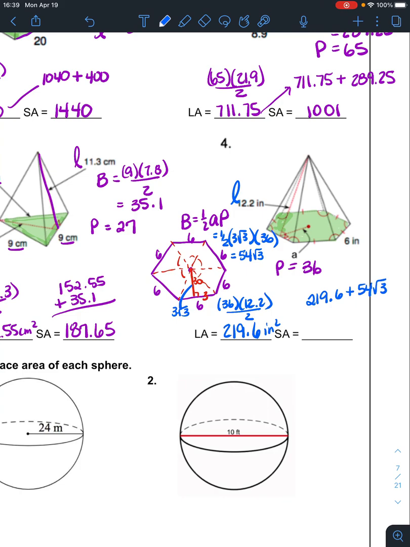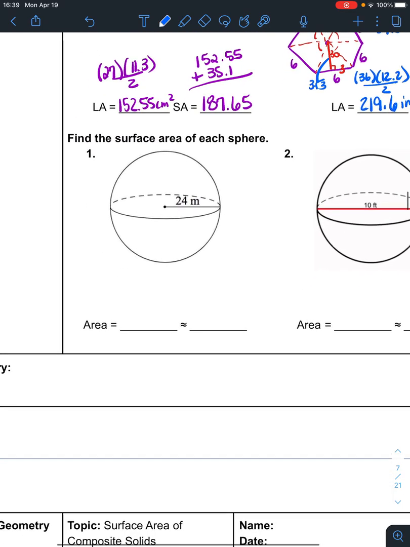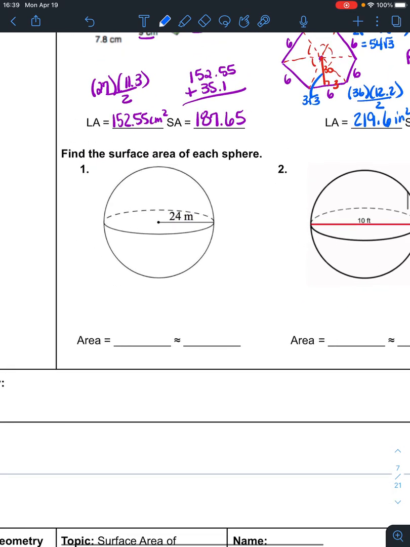But we can go ahead and switch it. If we want our approximate, we can add 54 times the square root of 3, and we get 313.1 inches squared. Okay, so you do have to remember that about finding your regular polygons. So remember, a hexagon's the easiest one because that uses your 30, 60, 90s. You got to remember those 30, 60, 90s.